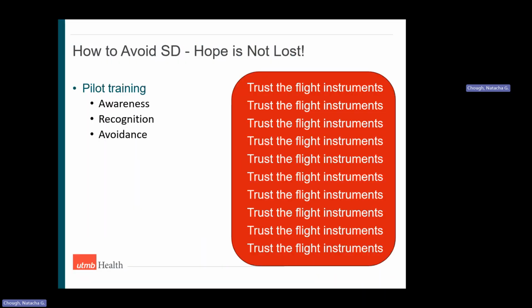We've talked a lot about spatial disorientation and illusions that can occur. Often, students in my class at this point think that hope is lost and everyone will succumb to spatial disorientation. This is not true. Hope is not lost. Spatial disorientation can be overcome. Ways that it can be overcome include pilot training, awareness, recognition, avoidance of maneuvers that would set them up for spatial disorientation illusions, and as you can see on the right here, trusting the flight instruments. I cannot emphasize that enough. There is nothing wrong with the aircraft. It is an illusion. So trusting the instruments will get you out of the illusion.